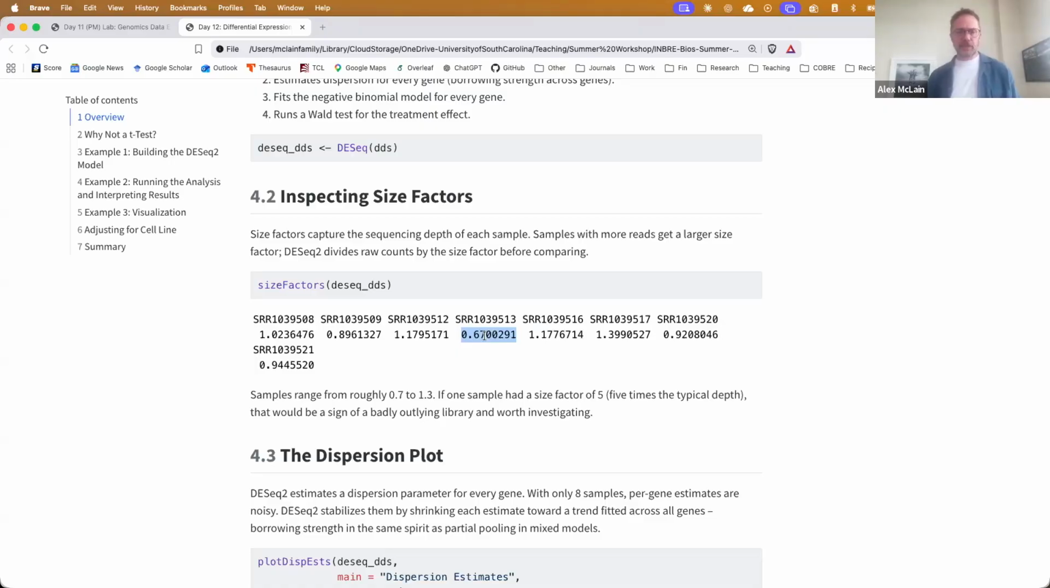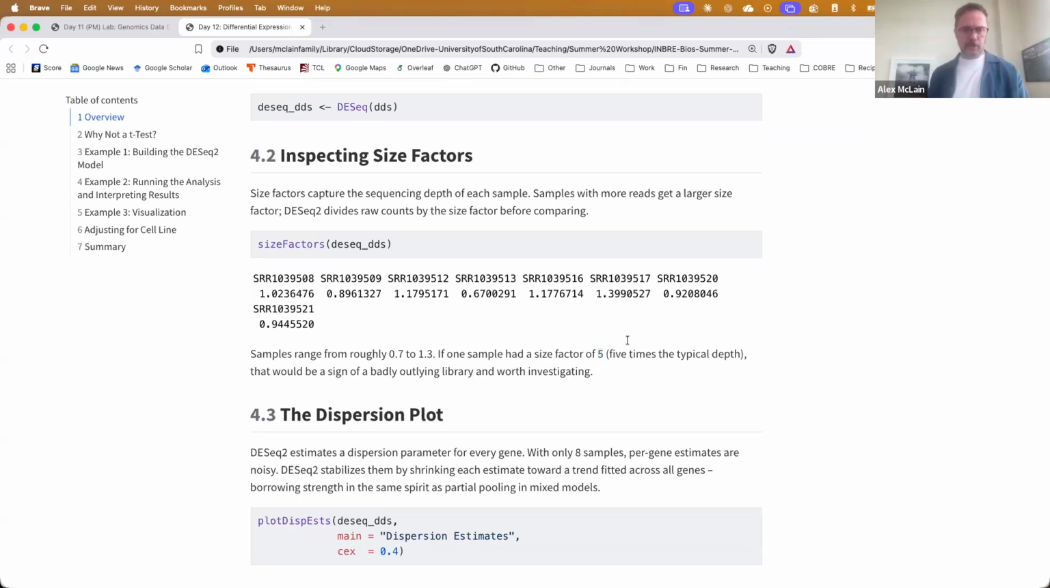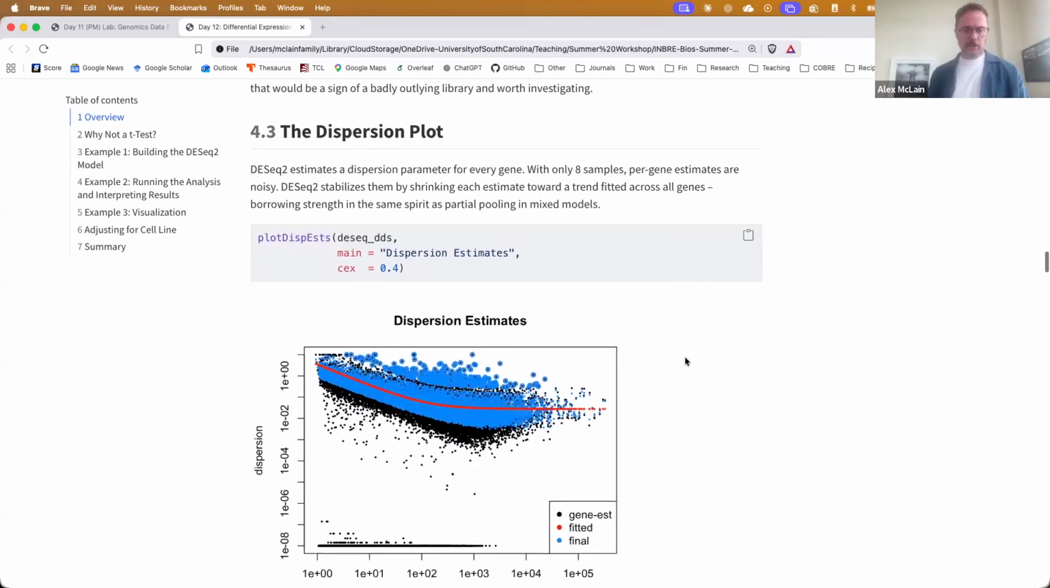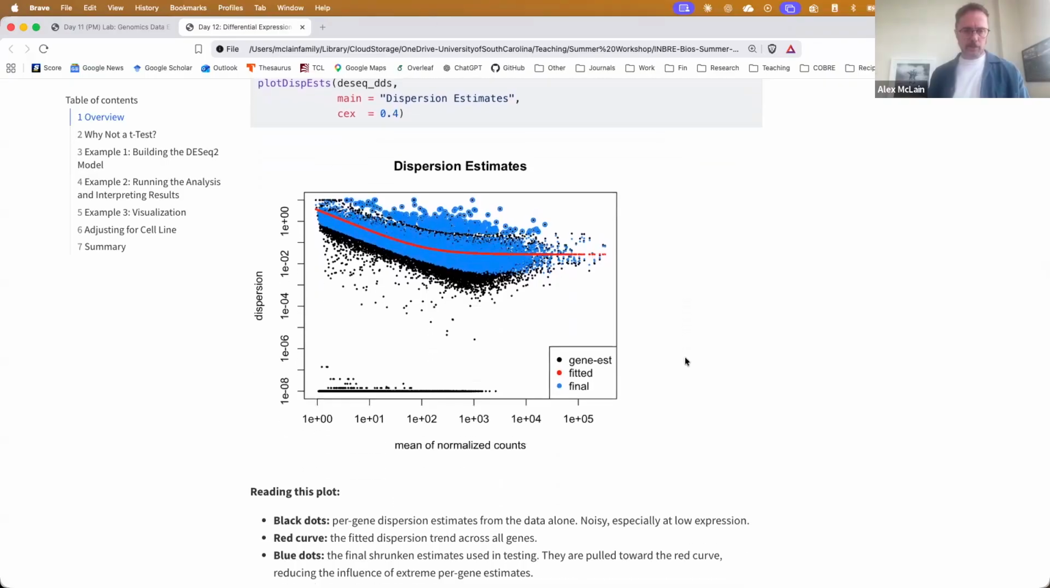So not too large. If we saw something that had a size factor of 5, then it's kind of like, all right, well, we have some library that's outlying here. So it's another look at those library reads to make sure they're all in a relatively similar range. But here everything looks good. Dispersion plot we looked at.